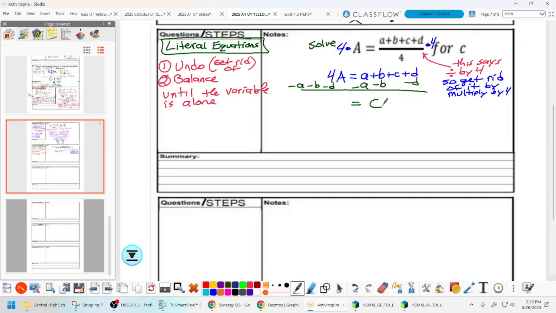And now we have C alone on the right. How does the left side look? Okay, negative A minus B minus D plus 4A. Or you could rearrange those if you keep the signs correct. Okay? C is now by itself. If you can get good at these, I feel like you can solve regular equations even better, because these are sort of all conceptual.